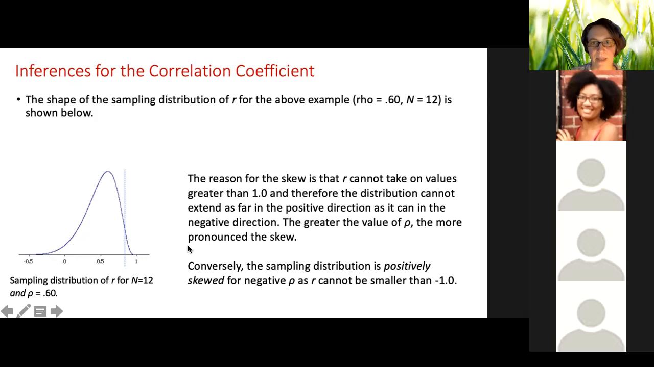In general, the greater the absolute value of our population correlation, the closer we get to 1, the more extreme the skew is, because the problem is getting worse. We have less and less room to vary in this direction.